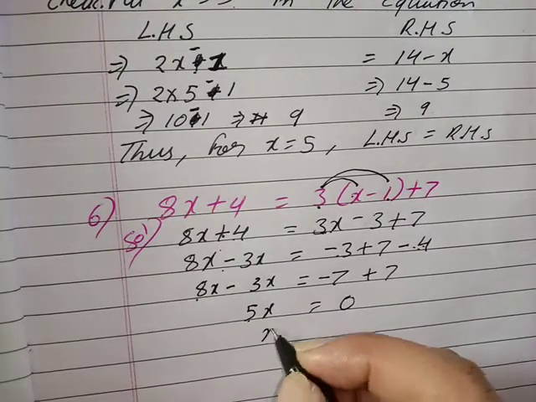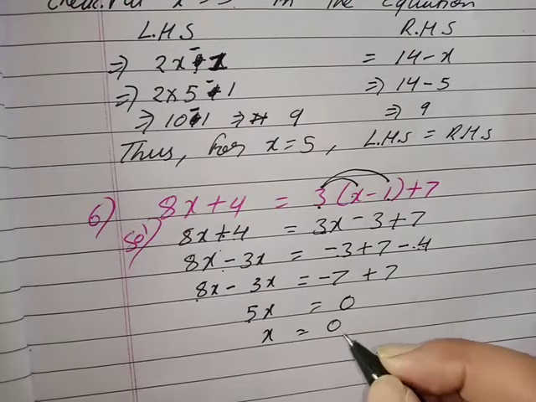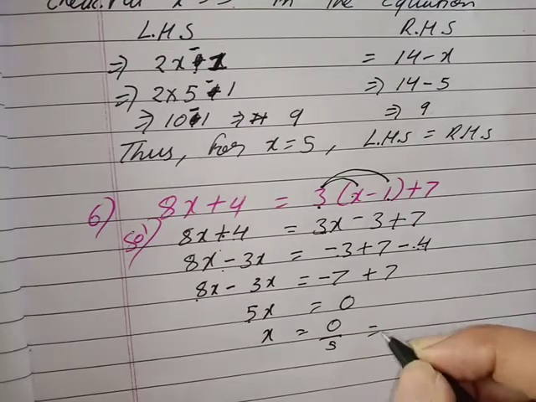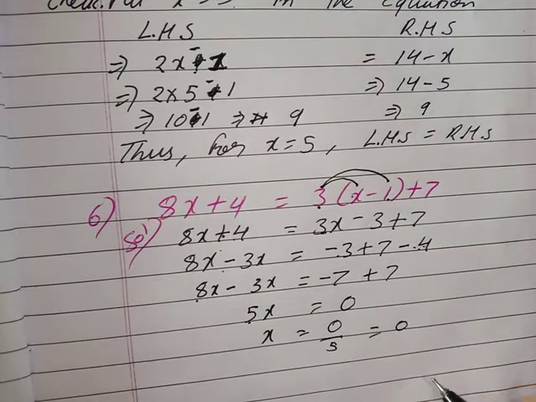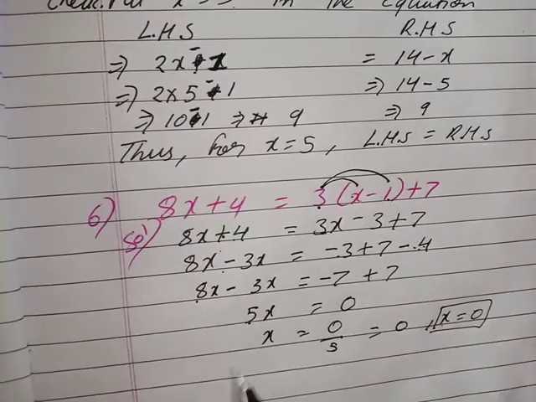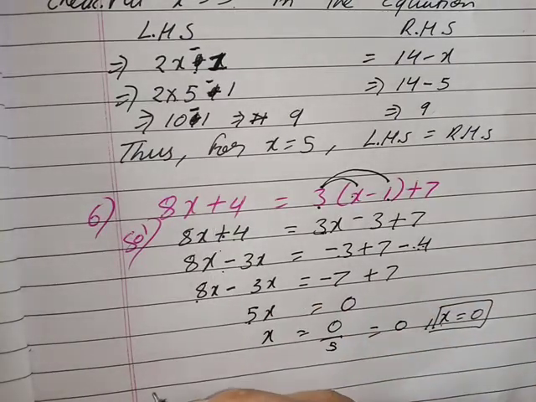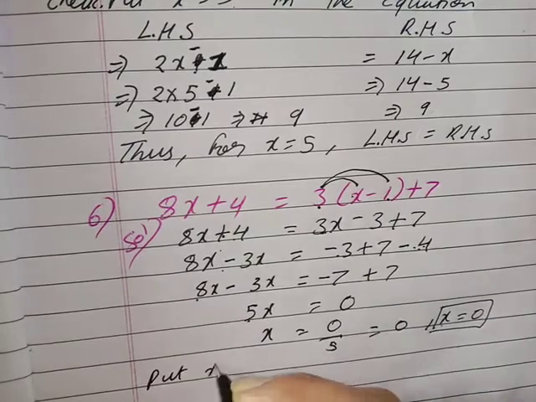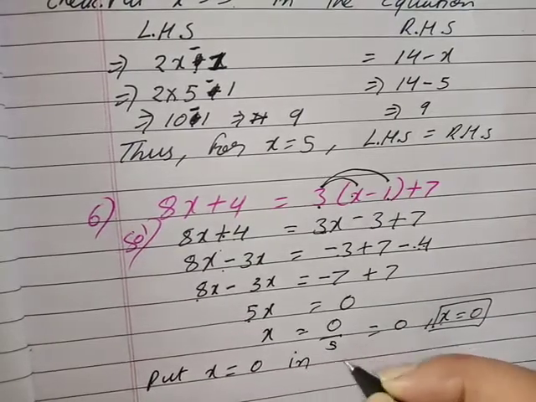Now transfer 5 to the RHS side. 0 upon 5, and 0 upon 5 is 0. Always remember that whenever a number except 0 is in the denominator, 0 upon 700, 0 upon 1000, its value is always 0. Now we get the value x equal to 0. We'll put x equal to 0 in the given equation.